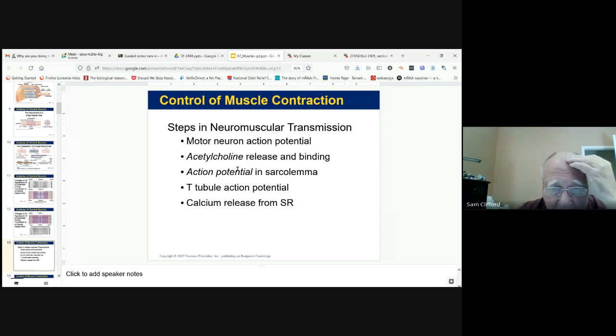For skeletal muscle to contract, you have to have a motor nerve carrying a nerve spike action potential. Acetylcholine is the neurotransmitter. We'll see how it starts entry of positive charge into the sarcolemma, through the T tubules, and calcium is released from the sarcoplasmic reticulum. So the neuromuscular junction is between nerve and muscle fiber or muscle cell.